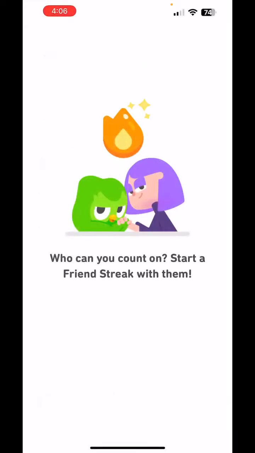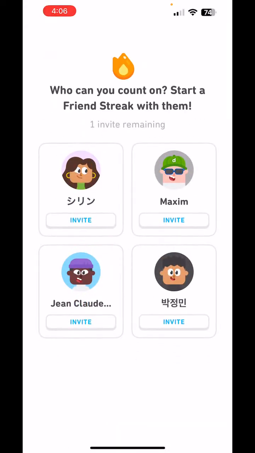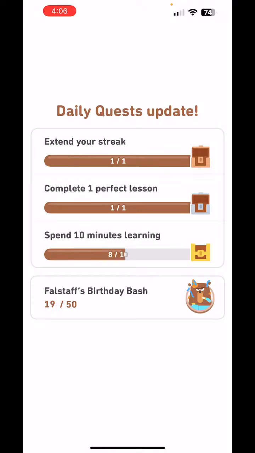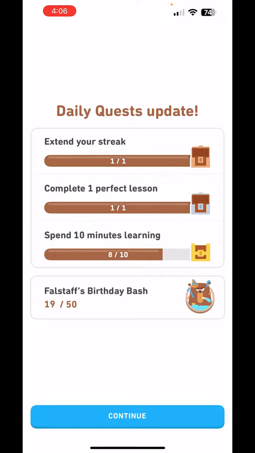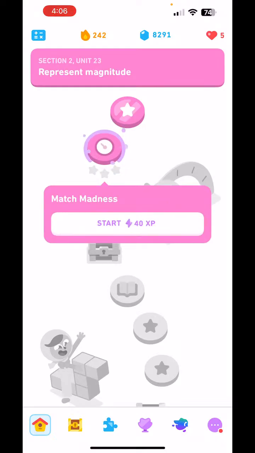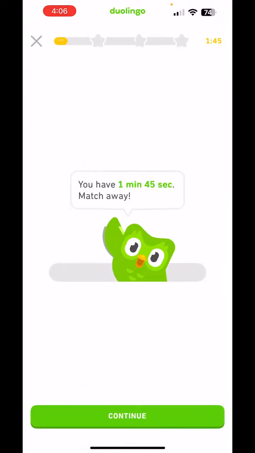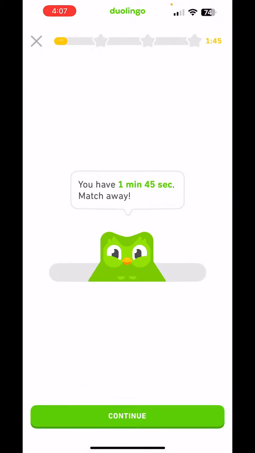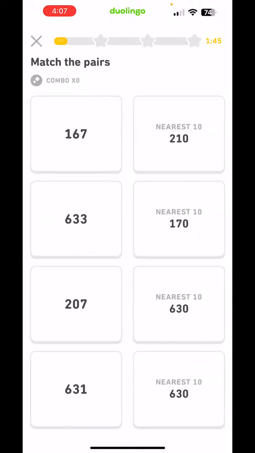Okay, so we finally got through that lesson. And we only need to spend 2 more minutes learning. So I guess let's move on to the next thing, which is Match Madness. Okay, I'm not that great at this. Let's see what we have to do. I have 1 minute and 45 seconds to get as many problems correct as possible. Okay, so we're rounding. That seems simple enough.